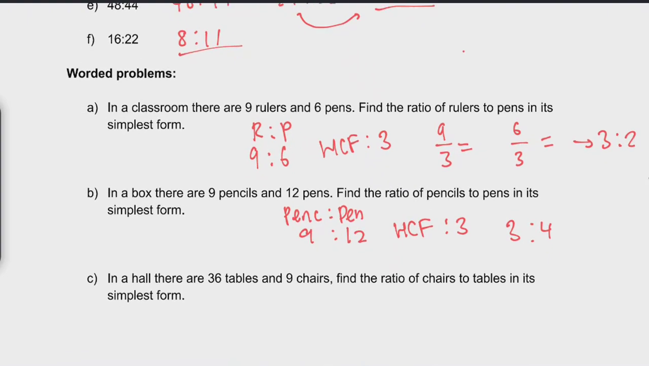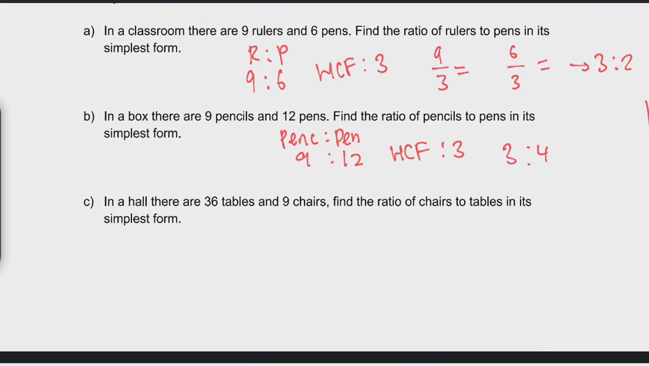Finally, in a hall, there are 36 tables and 9 chairs. Find the ratio of chairs to tables in its simplest form. So we want the ratio of chairs to tables. There are 9 chairs. There are 36 tables. What is the highest common factor of 9 and 36? I think it might be 4. 9, rather. My bad. I think it might be 9. Definitely not 4. Okay, so let's try this. 9 divided by 9 is going to be 1. 36 divided by 9 is going to be 4. That's where the 4 came from. And that is our final ratio in our simplest form. It can't be simplified any further.